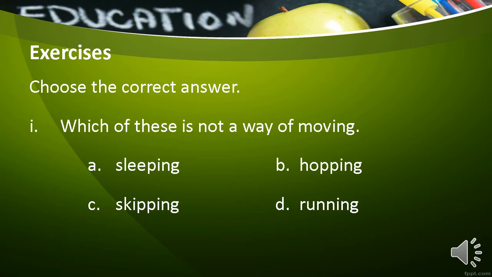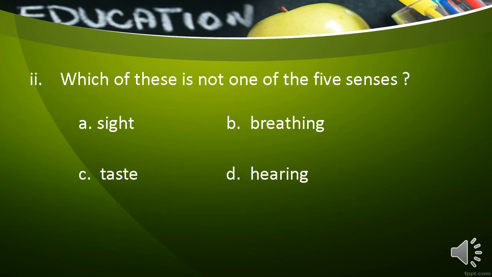Choose the correct answer. The question is, which of these is not a way of moving? And the options are sleeping, hopping, skipping, running. And the right answer is sleeping. Question number 2. Which of these is not one of the 5 senses? The options are sight, breathing, taste, hearing. And the right answer is breathing. Breathing is not one of the senses.